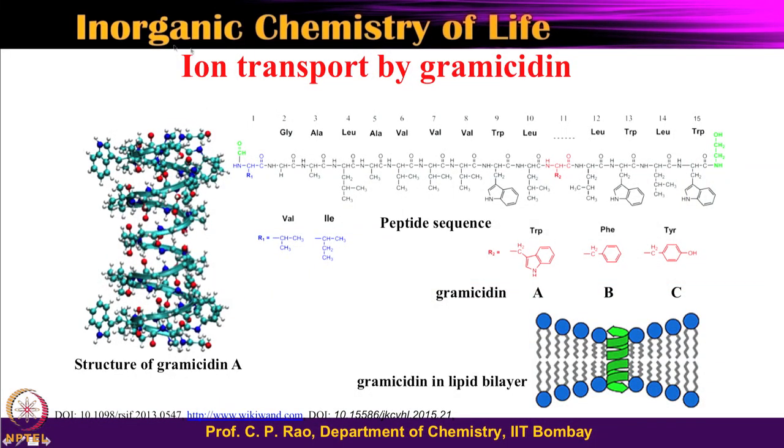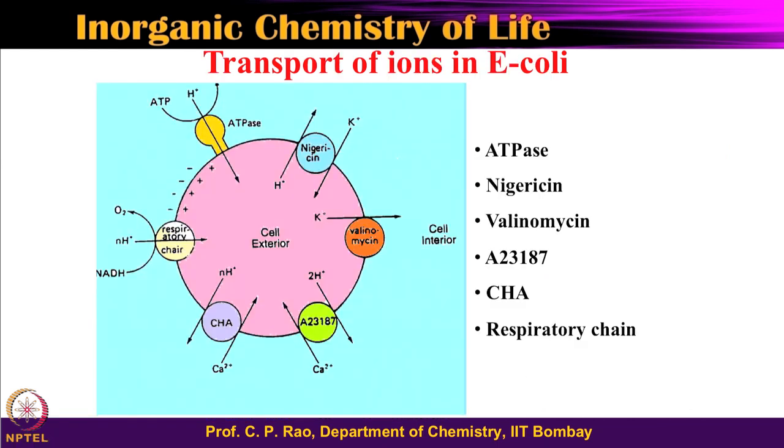Now, let us come to some biologically important ionophores. You have seen earlier that in this case the ions are flowing through this, so it is called channel type. If the ion goes straight away without such channels, for example, potassium ion by nigericin or valinomycin, they are sequestered by this valinomycin, taken in, taken out. In this case, it is taken out.